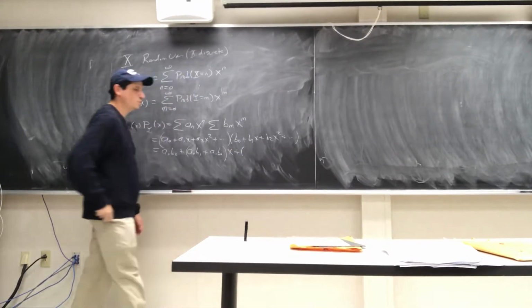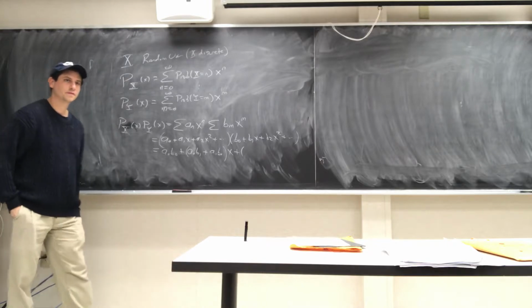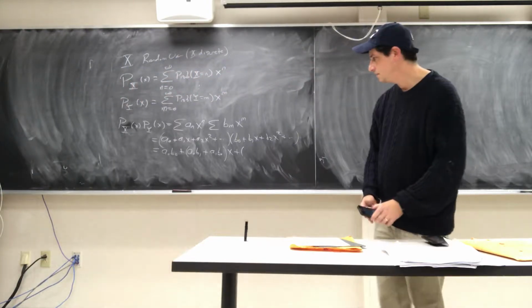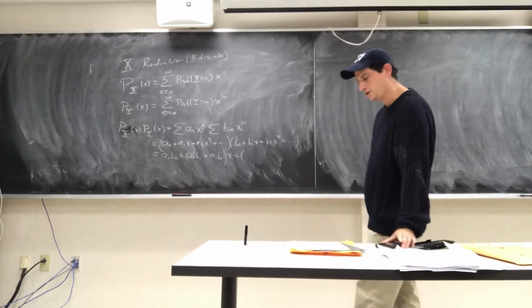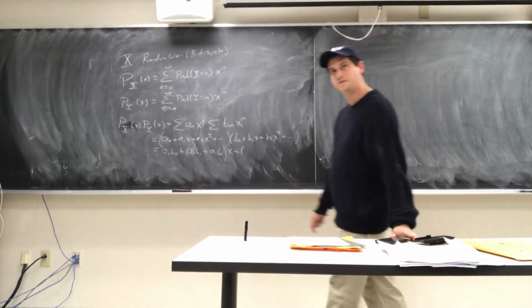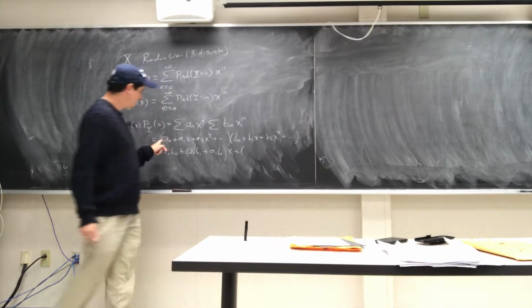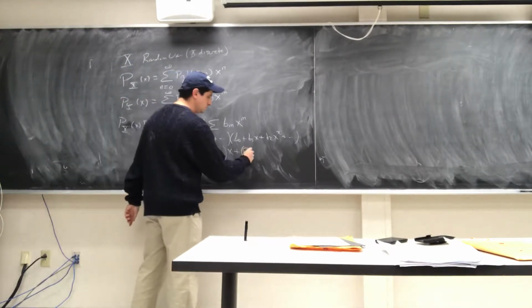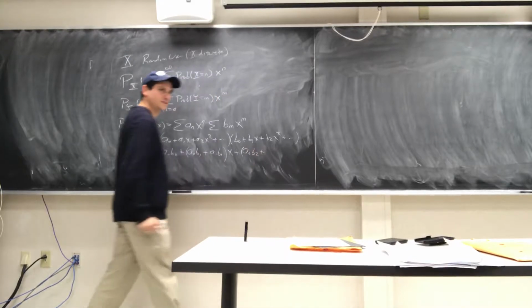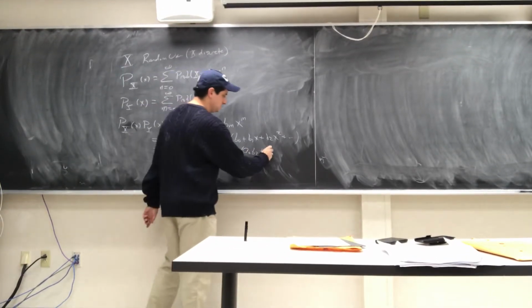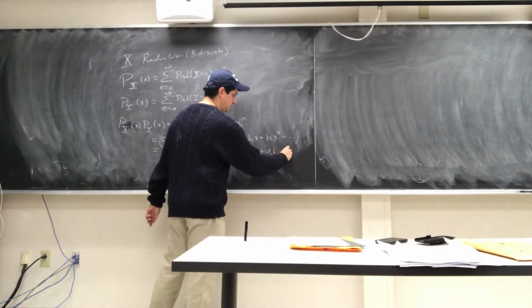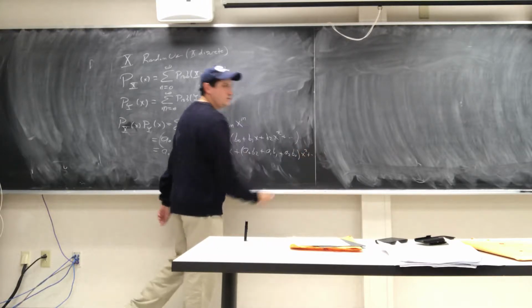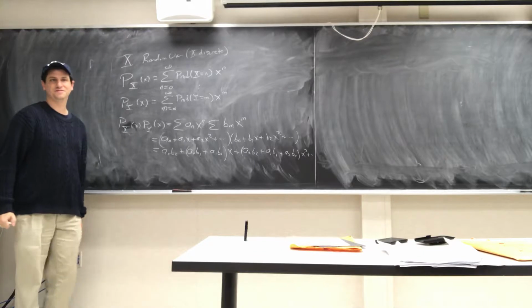How can I get an x squared term? Let's start off with a0 b2. What's the next one? a1 b1. a2 b0. I'm not worrying at all about convergence.